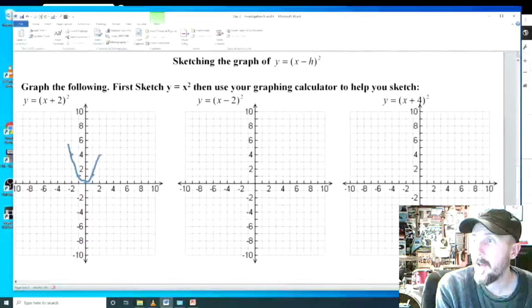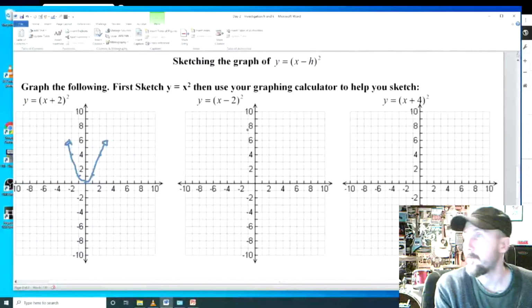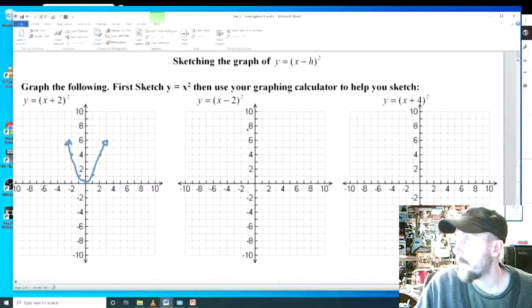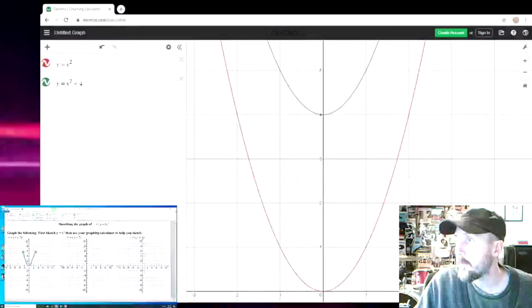Connect those dots. 5-point accuracy. Oh, this one's not bad. Oh, and I didn't even jinx it. I didn't get all the way down, but other than that, this one looks not bad. So in all 3 of these, I would graph y equals x squared. Okay? While you're doing that, I'm going to open up Desmos.